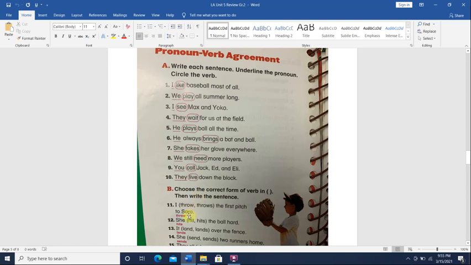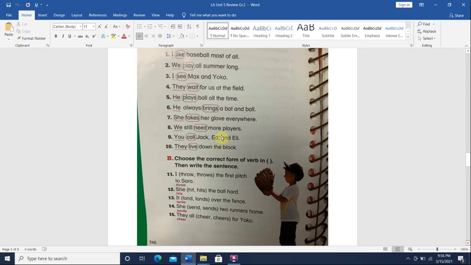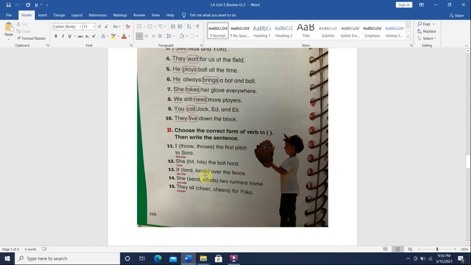Now we will choose the verb, okay? I throw. Okay, if the sentence begins with the pronoun I, we take the verb without the S. She hits. We have the verb with S. It lands. We take the verb with S. She sends. We take the verb with S. They share. No S. Okay, and that was it for today.